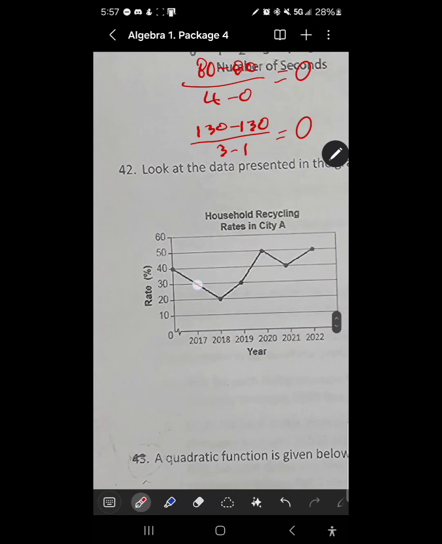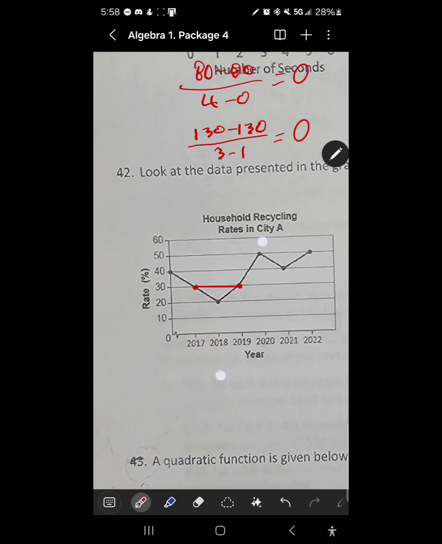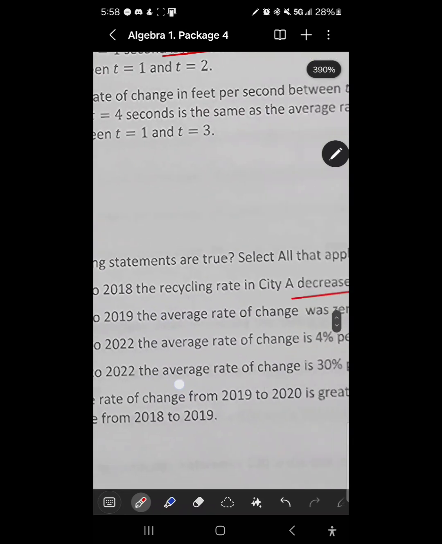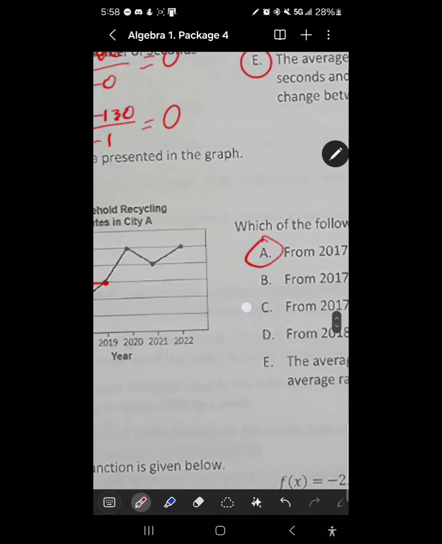Now from 17 to 19, the average rate of change was 0. So in 17 here, we have 19 here, and we make a line. We can either use a calculator or just see it. You see this is a straight line to the right. When we calculate this, it will be 30 minus 30 over 2019 minus 2017. But the value in the bottom doesn't matter because 30 minus 30 is just 0. So yeah, it's 0. And it's true.